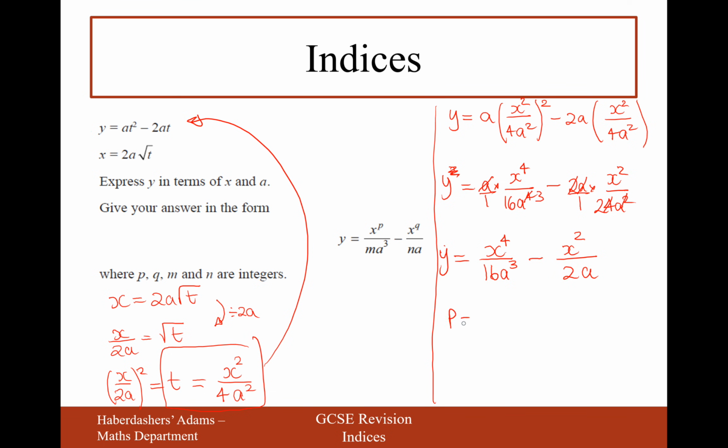So it looks like p is equal to 4, q is equal to 2, m is equal to 16, and the last one was n is equal to 2. So there we are, difficult question that one, but here is the answer. So we had to rearrange one formula to get t the subject, and then substitute t back into this equation up here.